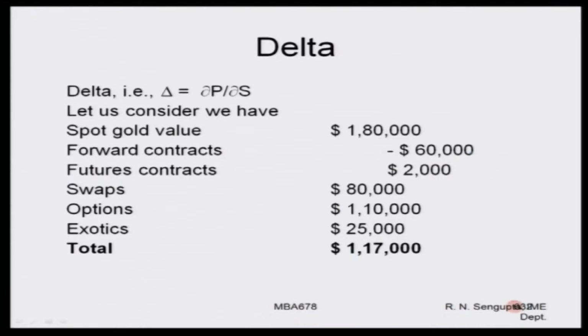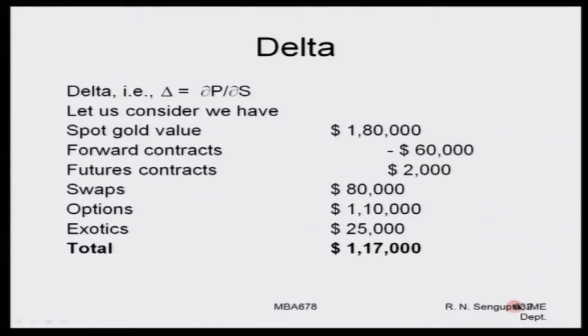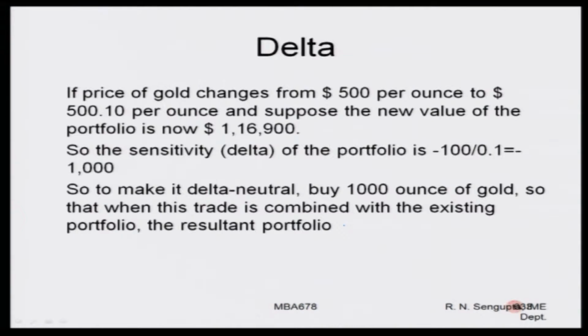So, what is delta? Consider delta, in a very simple way, as the rate of change of the portfolio value with the rate of change of the stock price, that is the only thing. Consider this in a simple way as the first derivative of the portfolio with respect to the stock price. So, let us consider the spot value of the gold is given, the forward contracts are given, future contracts are given, swaps, options and exotics are all there, and the total value is given as $117,000.